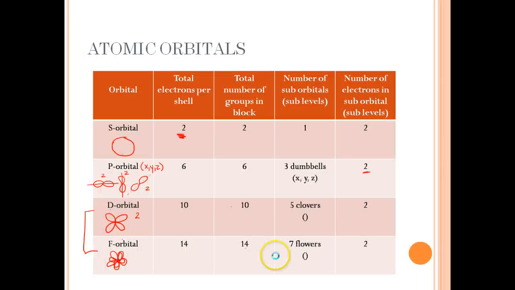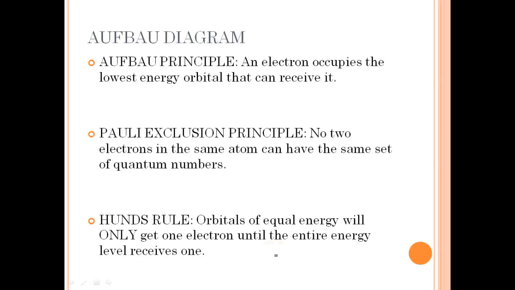Alrighty, so that's electron configuration. And the Aufbau diagram is our last one. So we have kind of 3 rules that go along with this. Yep, the first one is the Aufbau principle, and that is an electron occupies the lowest energy orbital that it can receive. So it's going to start off at the lowest energy first, and then we're going to increase those energy levels. So it's always going to start off with 1s. Yep, always. And then it's going to go to 2s, and then 3s.